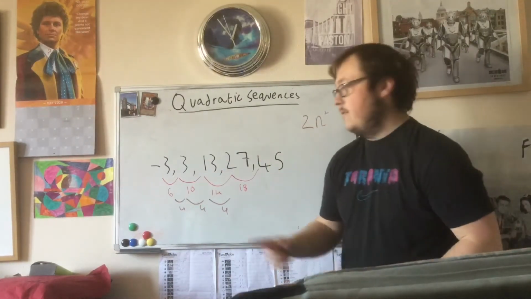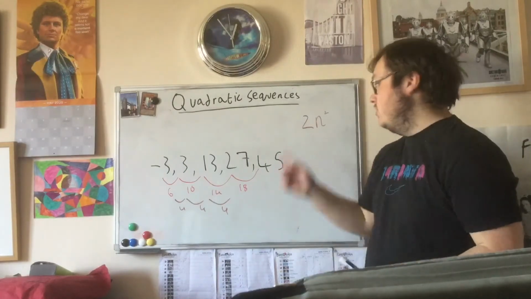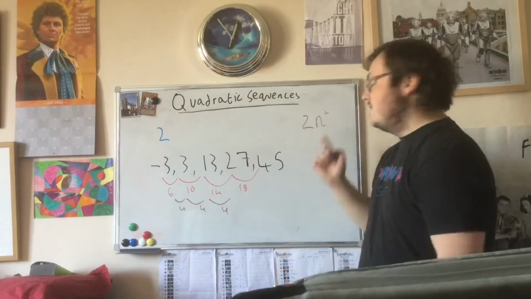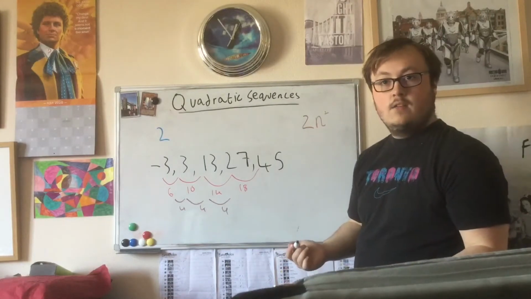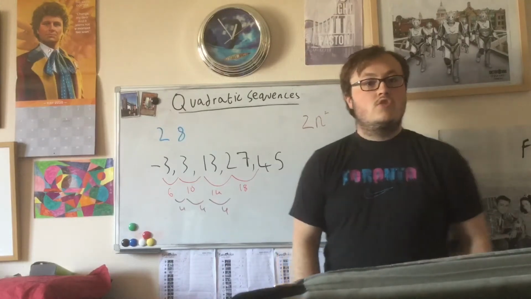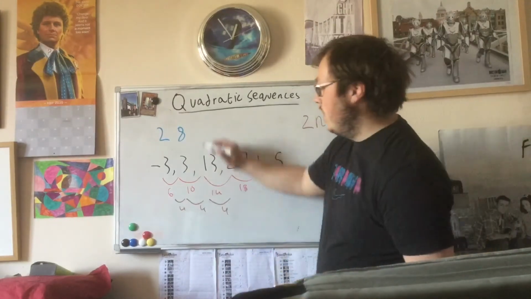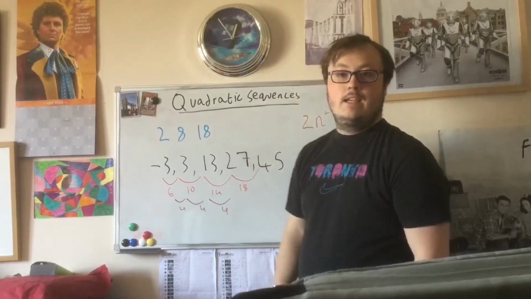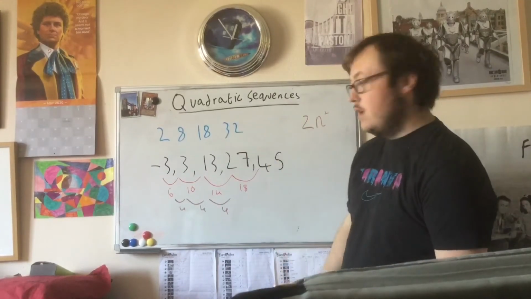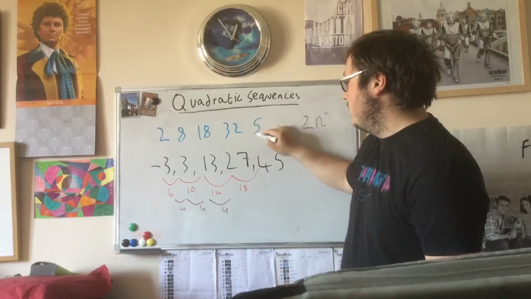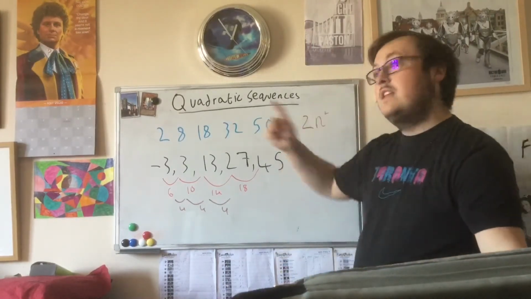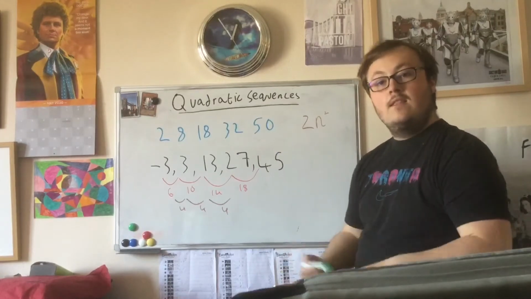So let's do it. So first term, if it's the first term, we do 2 times 1 squared. That just gets us 2. The second term, 2 times 2 squared. That gets us 8. 2 times 3 squared gets you 18. 2 times 4 squared, 32. 2 times 5 squared, 50. Now obviously they don't match, so how do we get them to match?